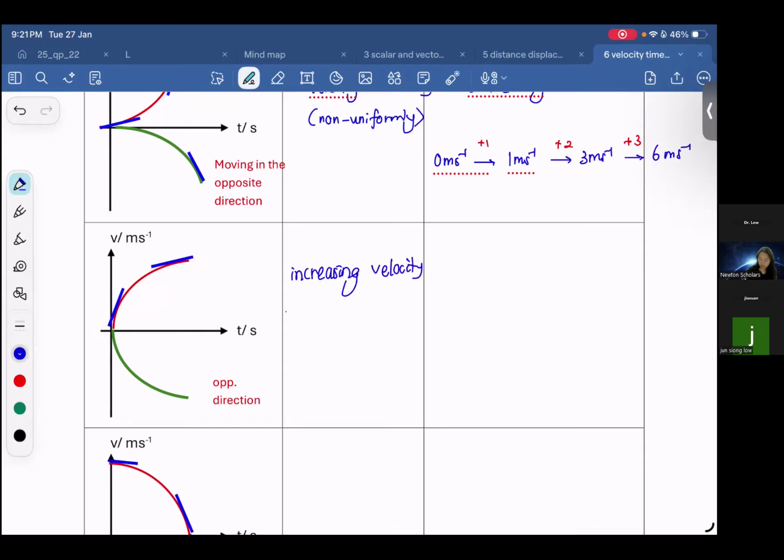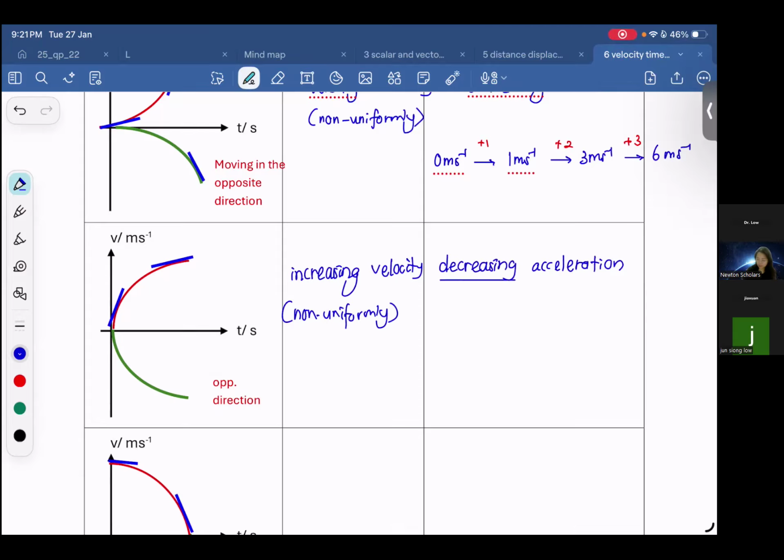So at here, increasing velocity. Again, it's not a straight line, so this is non-uniform. Okay, dear. This one is still increasing velocity, meaning that it's still acceleration. The motion is still acceleration. But how does it accelerate? Increasing acceleration, constant acceleration, or decreasing acceleration? What do you think? Decreasing, yes, decreasing.